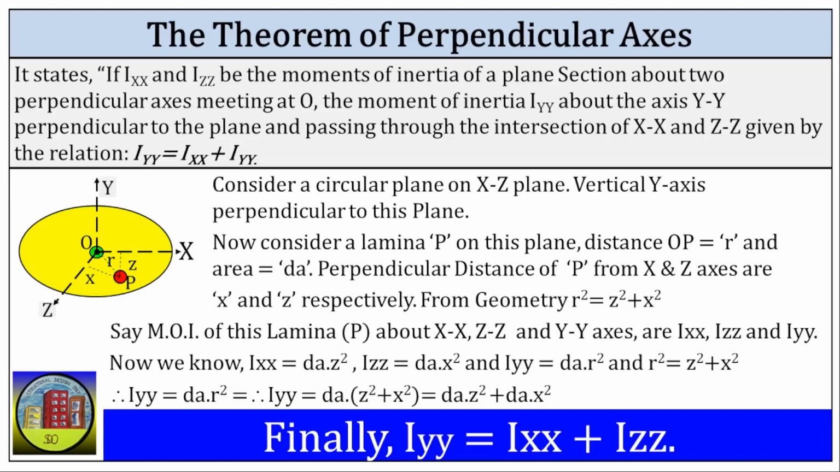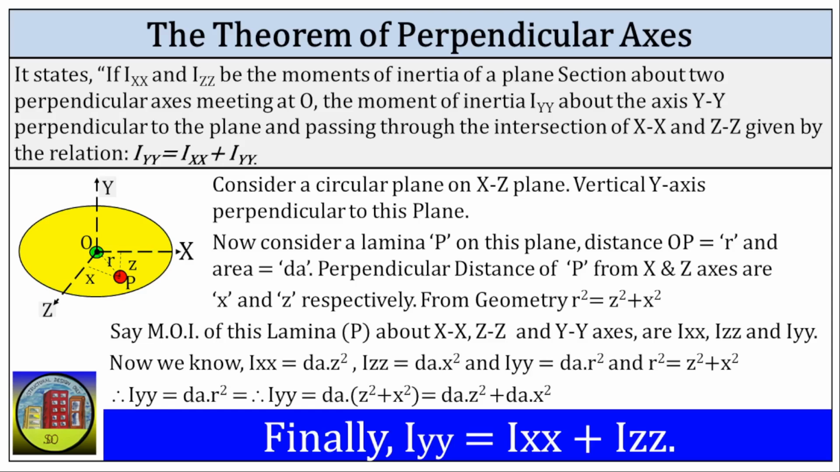As you can see on the slide, it states that if we have a plane section and 2 perpendicular axes, xx and zz, intersecting at point O, the moment of inertia about an axis yy perpendicular to this plane and passing through point O can be determined by simply adding the moments of inertia about the xx and zz axes. In mathematical terms, Iyy equals Ixx plus Izz. This theorem will be invaluable when we calculate the moment of inertia of our circular section.